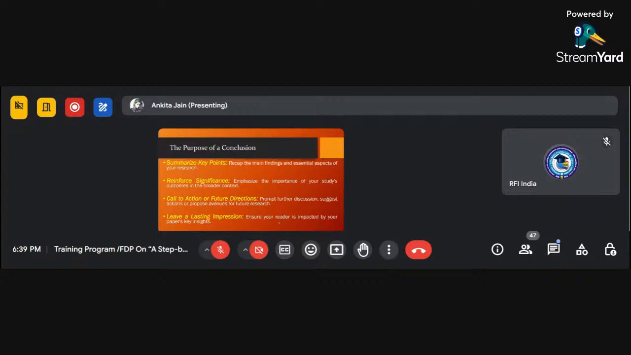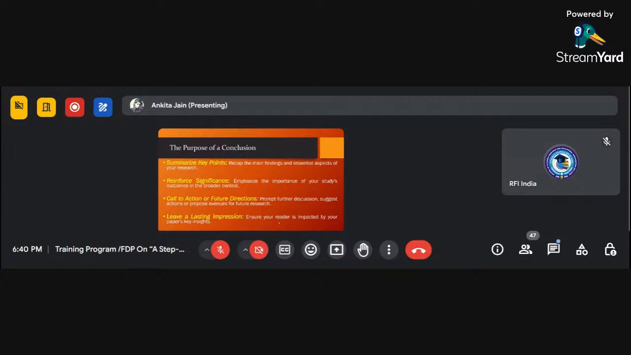Now, the purpose of a conclusion: summarize the key points, recap the main findings and essential aspects of your research. I'm just giving you these four words which you can include. One is summarize, as I have told you. Whatever the main findings, the key findings you have, you just have to give a recap of it. You don't need to copy it, just a small recap where people can recall what you have done.